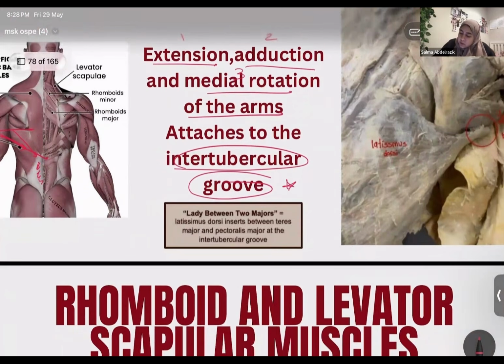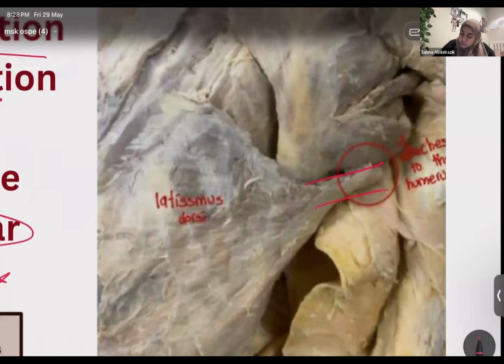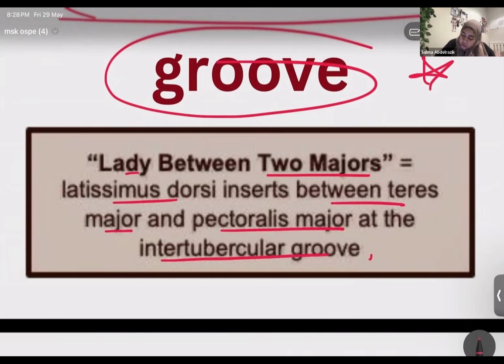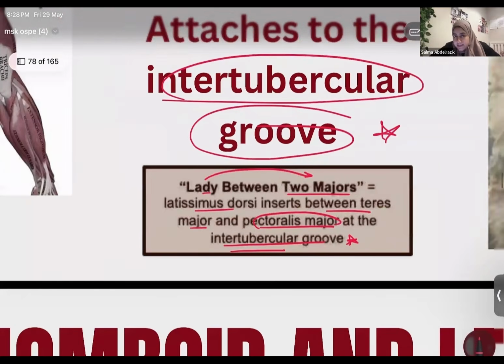And it attaches to the intertubercle groove over here. Cool? Cool. And this is something I found, and I don't know what it says: lady between two majors. So latissimus dorsi inserts between the teres major and the pectoralis major at the intertubercle groove. So the latissimus is between two majors. We'll get to that later on.